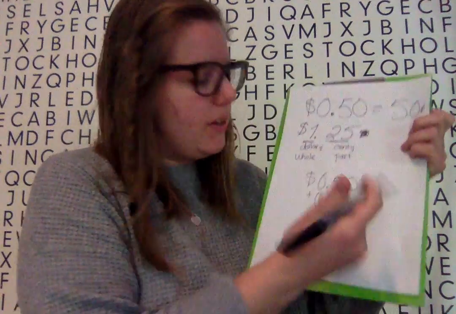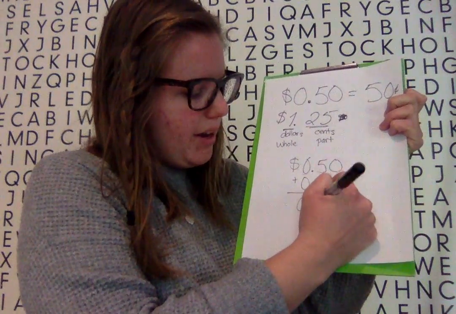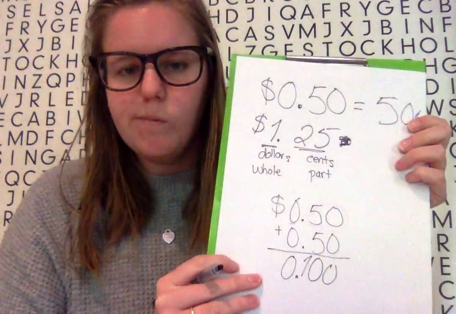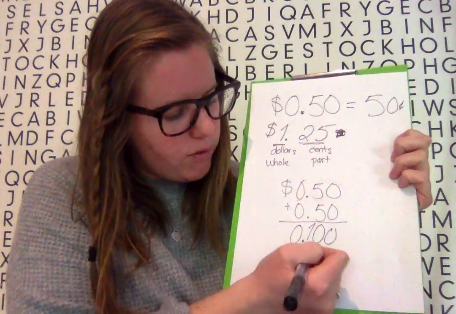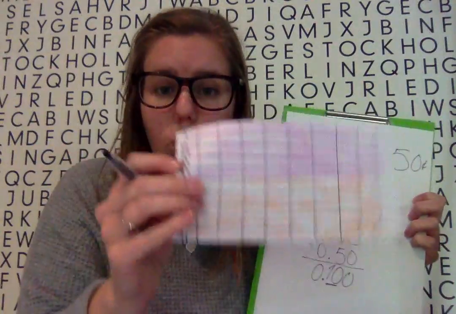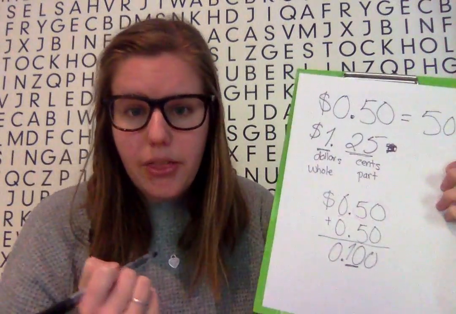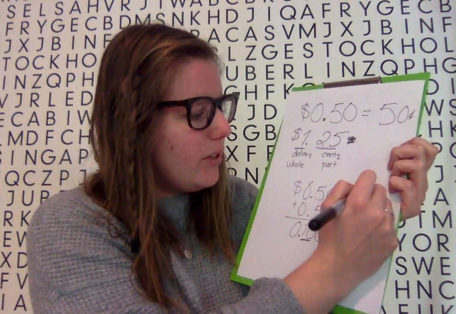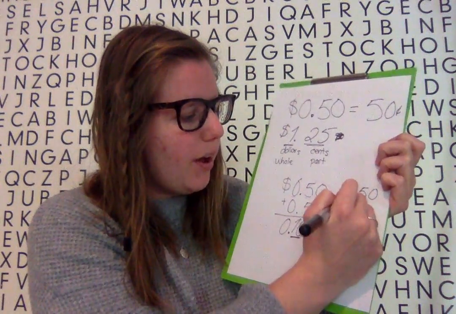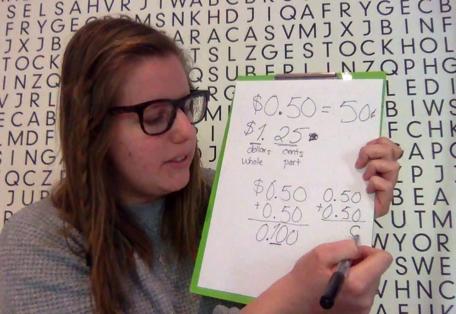If we look at this, would it make sense for me to write 0.100 here? No, that would mean I have only 10 cents. Because I can see I have one whole dollar colored, I need to move my 1 to the other side of the decimal. So I'm going to have 0.50 plus 0.50. We know that 0 plus 0 is 0.